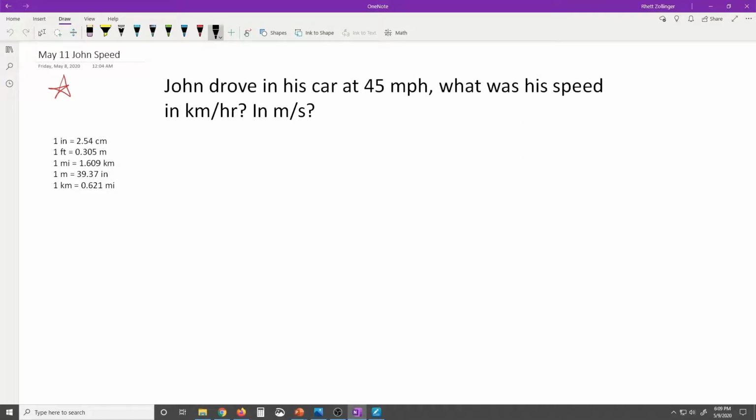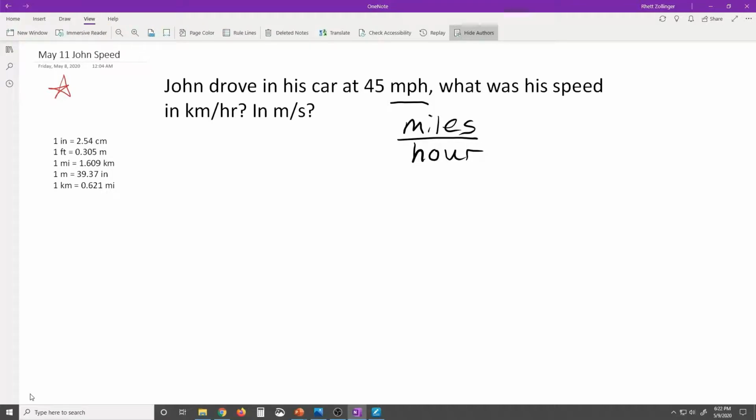John drove in his car at 45 miles per hour. By the way, this is really saying miles per, which is a division, hour. So be familiar with the P, the per, it's a division symbol. So what is 45 miles per hour in kilometers per hour?